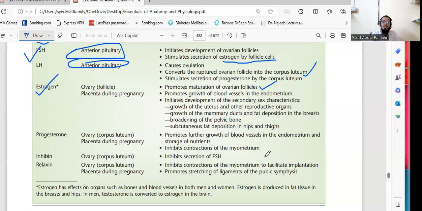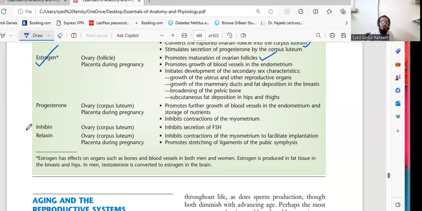Next, we have other hormones there, inhibin and relaxin. Inhibin inhibits secretion of FSH. It will stop the FSH hormone.